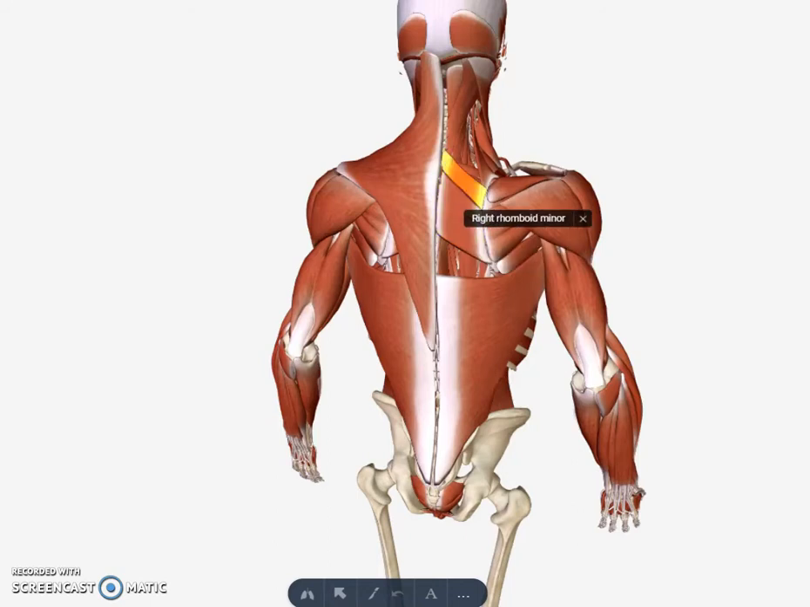This is the rhomboid minor. It retracts and elevates the scapula. The origin is the spinous process of C7 to T1, and the insertion is the medial border of the scapula.